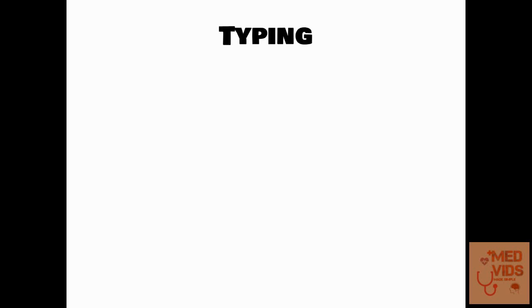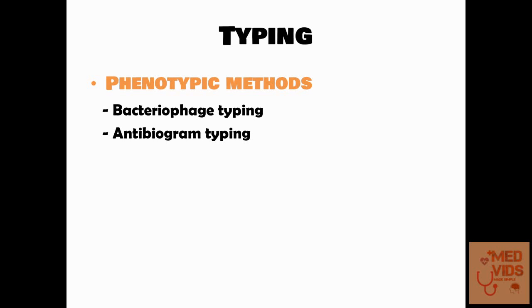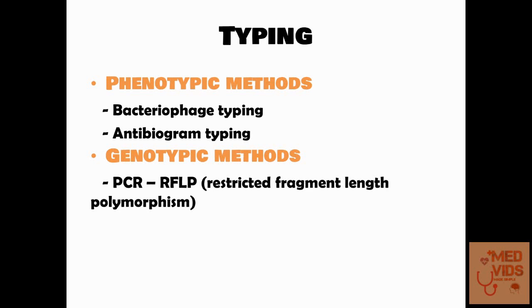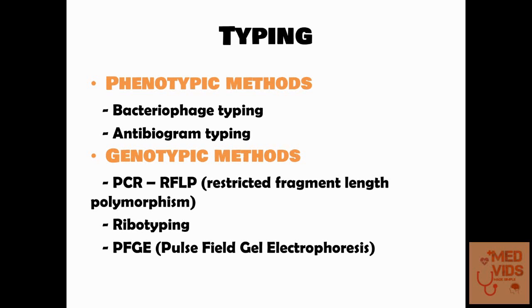Typing. Typing is very important especially from the epidemiological point of view, and there are various methods to perform typing. This includes phenotypic methods like bacteriophage typing, antibiogram typing, genotypic methods like PCR, RFLP, which is restriction fragment length polymorphism, ribotyping, PFGE, which is pulse field gel electrophoresis. Now, the most important of this, from exam point of view, is bacteriophage typing. So I'll be making a short discussion on bacteriophage typing in the next slide.